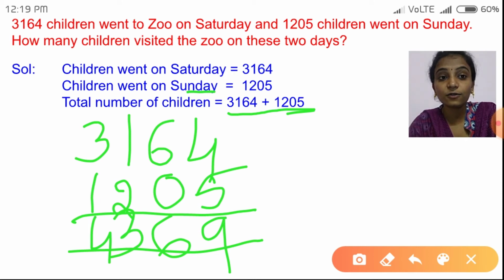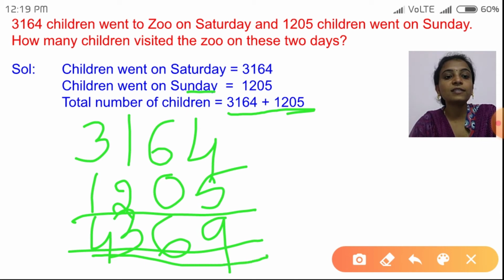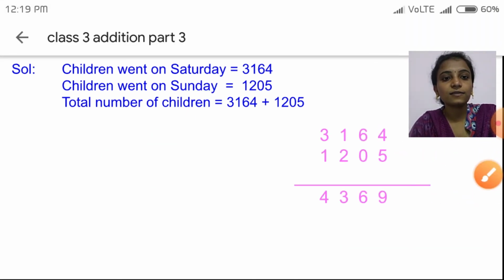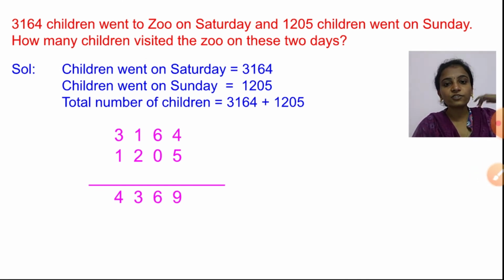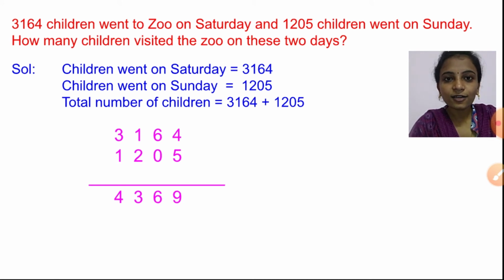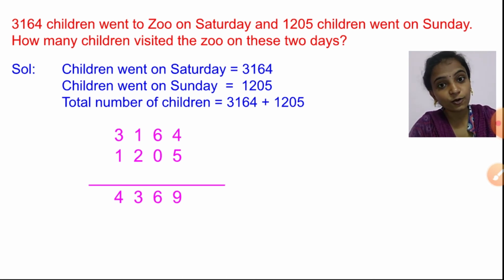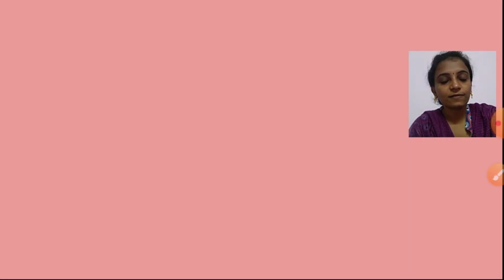So what is the total number of children who went on these 2 days? 4369. See here, 4369 is the total number of children who went to the zoo on these 2 days. Okay, is it easy or difficult? If you understand the question, you can easily write the steps. And we'll see the next one.